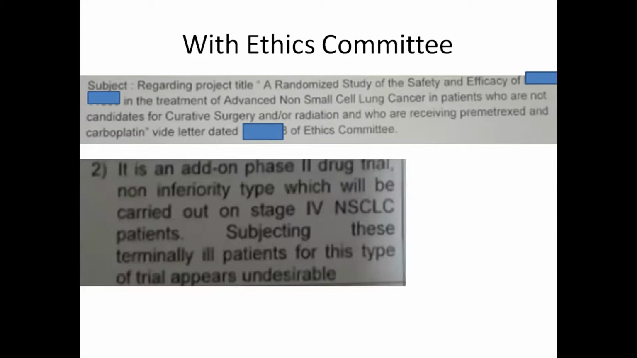So look into some of the questions, and this really smells of you being in a big soup on how to answer this question. One of the questions came down to the PI that this is a phase 2 drug trial, non-inferiority type, which is to be carried out in stage 4 non-small cell patients. Subjecting these terminally ill patients to this type of trial appears undesirable. So you are really in a soup to answer that. Anyway, stage 4 cancer will be incurable, they will be terminally ill, but these are the patients on which trials are conducted. So to run a phase 1, phase 2, phase 3, any of these trials will have these patients.